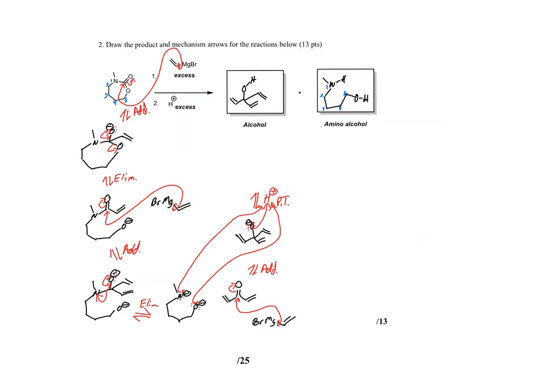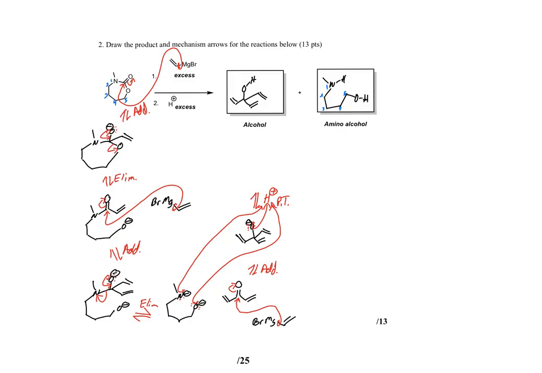So another one, draw the product and mechanism arrows for the reactions below. Again, Grignard. This is a carbamate now. But again, oxygen and nitrogen are good leaving groups if the thing that's adding is a C-. So think about. Grignard adds in. We kick out the oxygen first because the oxygen is more electronegative, right? Be a better leaving group than nitrogen.